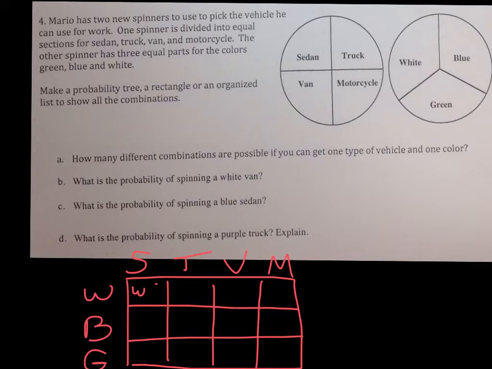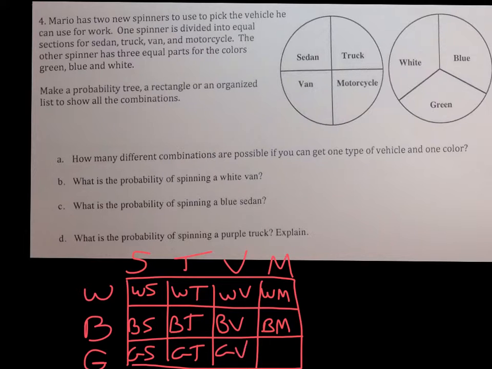So I could have a white sedan, a white truck, a white van, or a white motorcycle. Really, I'm just making an organized list, actually. I could also have a blue sedan, a blue truck, a blue van, or a blue motorcycle. And last, I could have a green sedan, a green truck, a green van, or a green motorcycle. So in making my rectangle, I actually just made a list that showed all the different combinations. So now we can answer the questions.